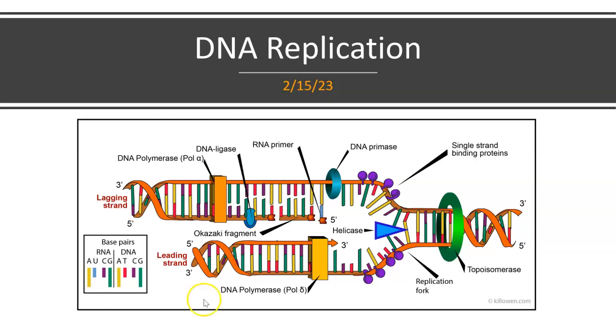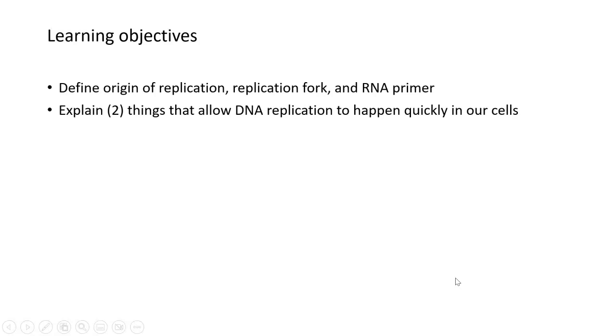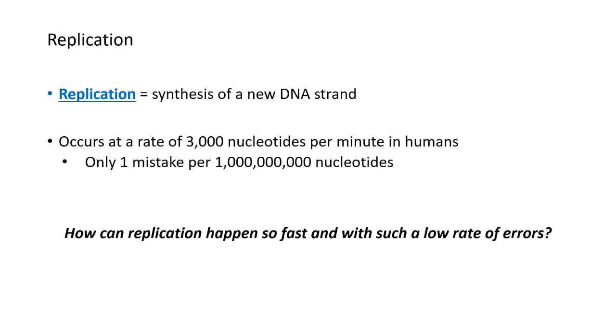This is a lecture on DNA replication where we will discuss the origin of replication, replication forks, as well as several things that allow DNA replication to happen more quickly in our cells. And so DNA replication is the synthesis, or the making, of a new strand of DNA. And DNA replication has to happen relatively quickly.